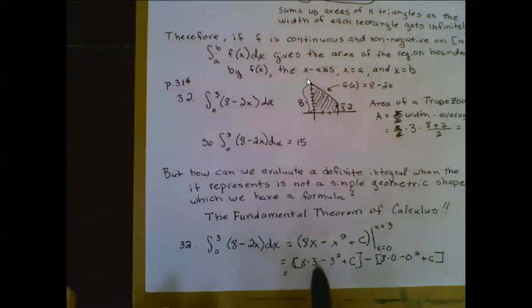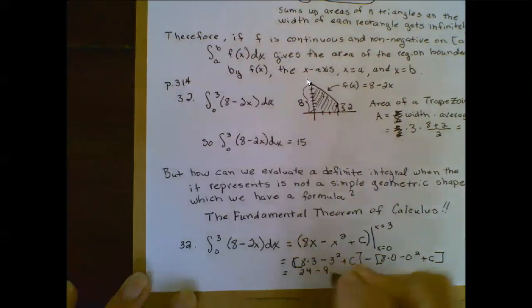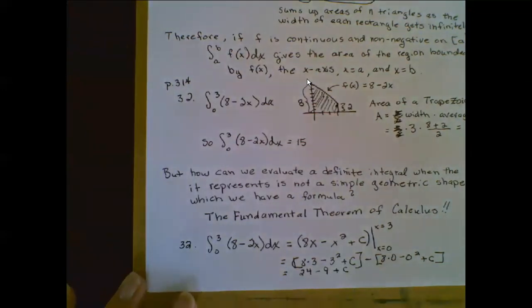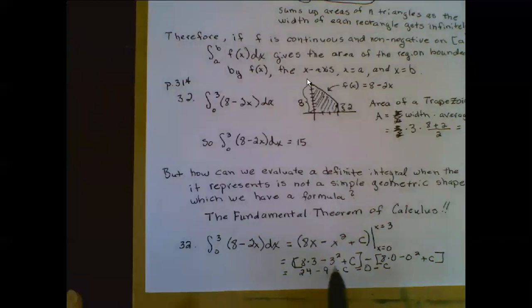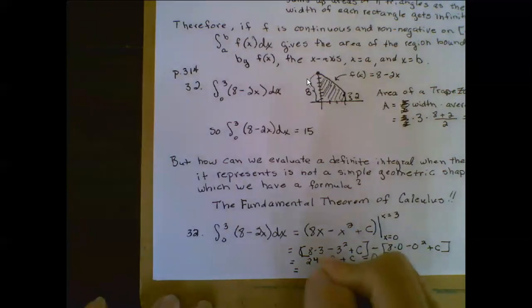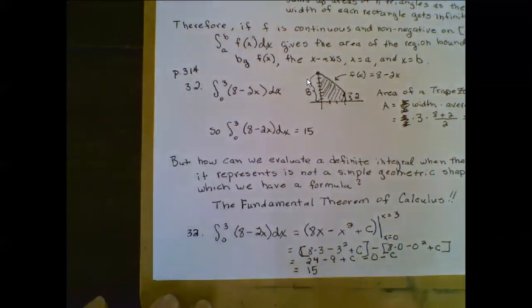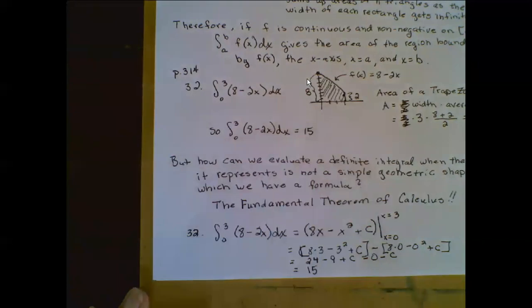We would have 24 minus 9 plus some constant we don't know, and it really doesn't matter, it could be anything, minus 0 minus that same constant. What's 15 plus a constant minus a constant? It's just 15. The same thing that we got by using the area of a trapezoid formula to evaluate that definite integral.